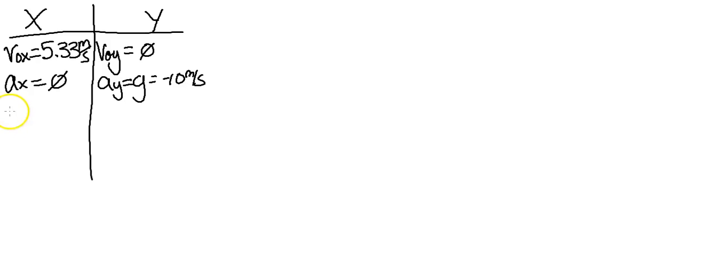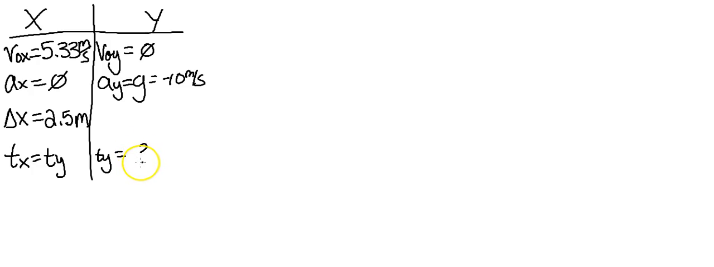the previous problem. But now we know that the delta x is going to be 2.5 meters. The problem wants us to figure out how much time it was in the air. Now time, for a horizontally launched projectile, is going to be equivalent. So time x equals time y. So time y equals what?